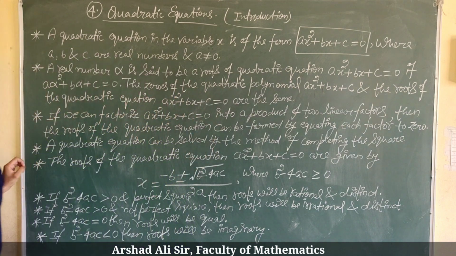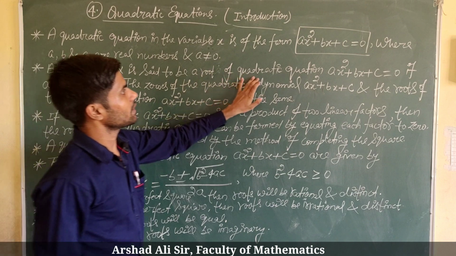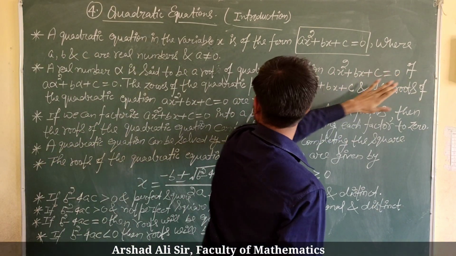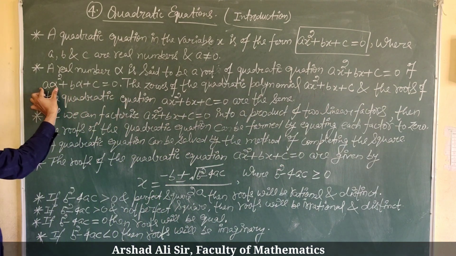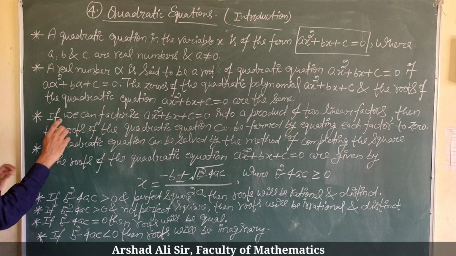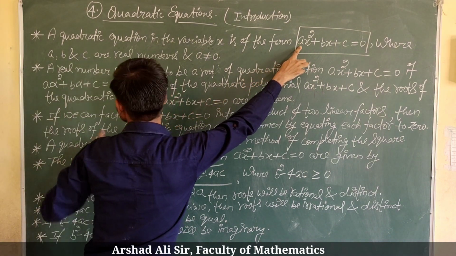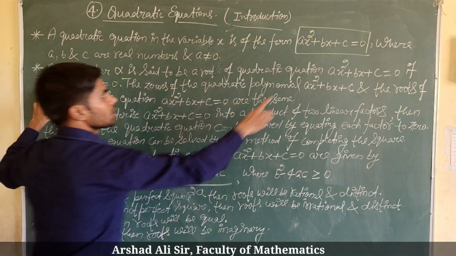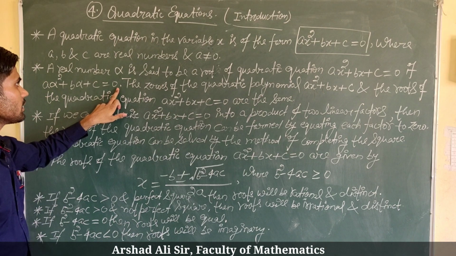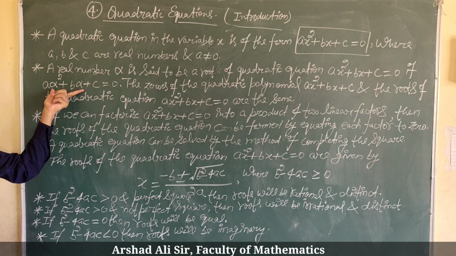Okay. Now the next point is, a real number alpha is said to be a root of the quadratic equation ax square plus bx plus c equal to 0 if a alpha square plus b alpha plus c equal to 0. We can put alpha instead of x. Ax square means a alpha square, bx means b alpha, plus c equal to 0. This value alpha will satisfy this equation.